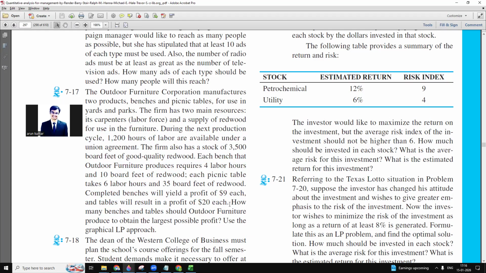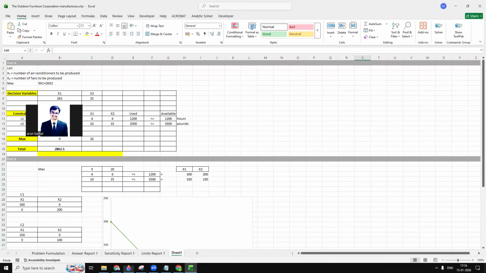And the question says, how many benches and tables should Outdoor Furniture produce to obtain the largest possible profit? Use the graphical LP approach. So here, we need to use the graphical linear programming approach, and I've used Excel, and here is my solution.